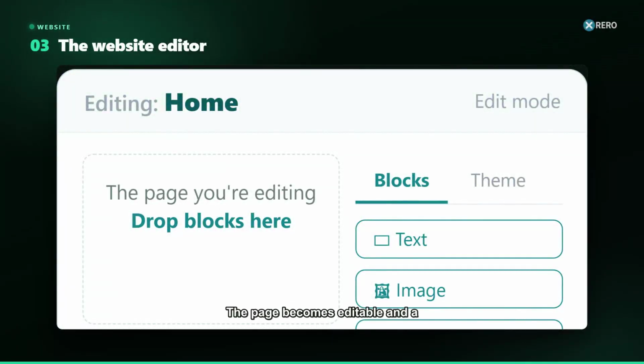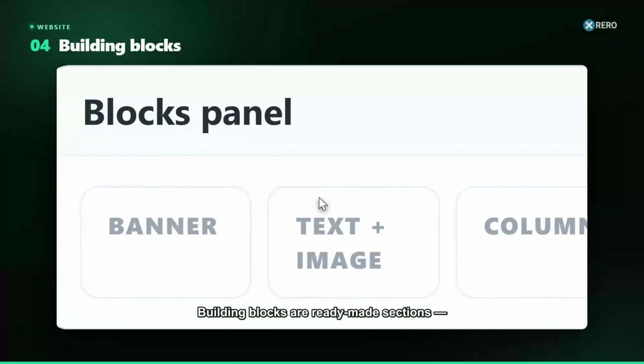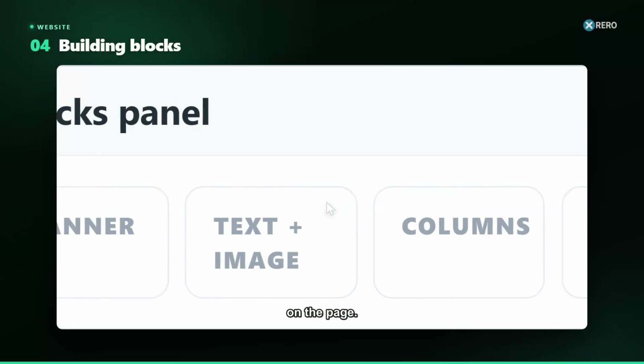The page becomes editable and a Blocks panel opens on the right with 3 tabs: Blocks, Add Content, Theme, Site-Wide Style, and Customize, options for the selected block. Building blocks are ready-made sections: a banner, a row of columns, a pricing table, a call to action, a gallery. Drag one from the panel and drop it where you want on the page.